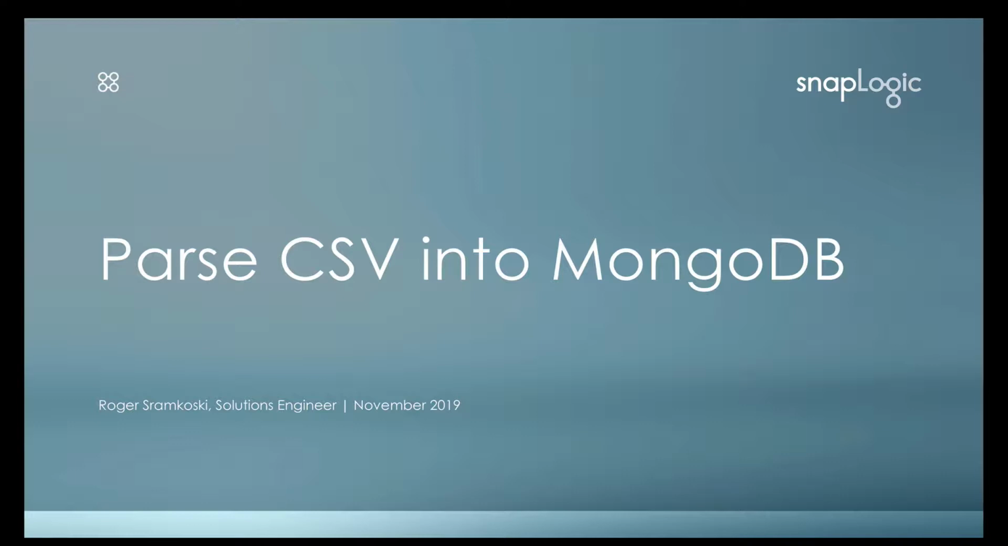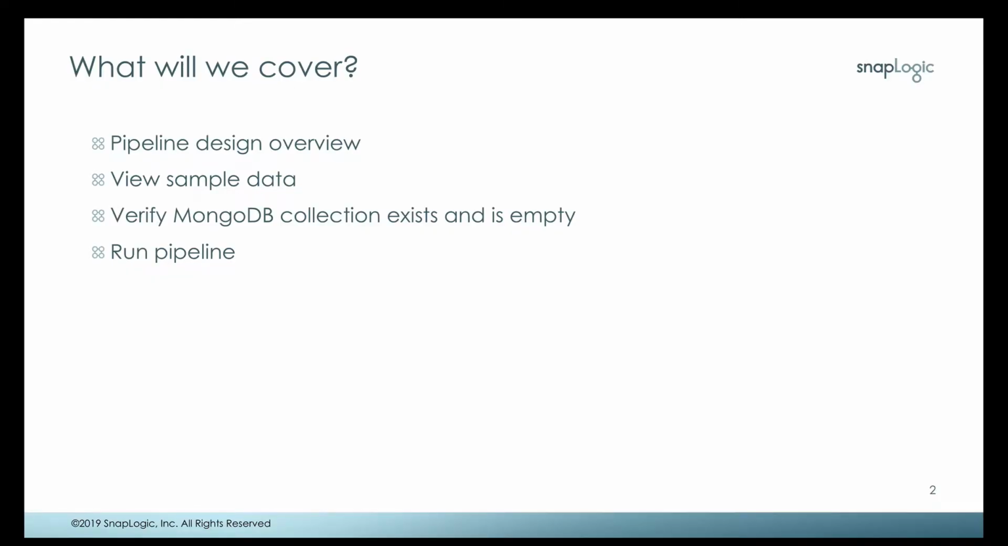Today I want to talk to you about parsing a CSV file from an SFTP source into a MongoDB destination. In this video, we'll take a look at the pipeline design, we'll take a look at the sample data, we'll verify that the collection exists in Mongo and that it's empty before we transmit the data, and then we're going to run that pipeline and then we'll verify with a count inside of Mongo that the data was entered.